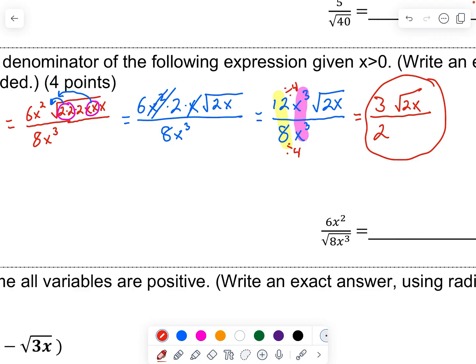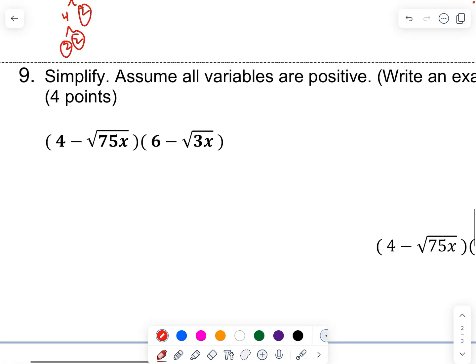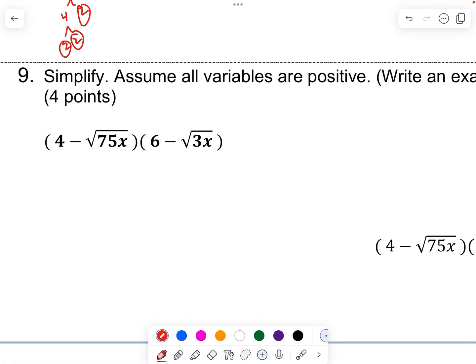Nice. And we got one last question here. We are multiplying binomial radicals. This is double distribution, or FOIL, as some of you kids might like to call it. I've got to distribute that 4, and after I distribute the 4, then I've got to distribute that other term of negative square root 75x. Let's see how this goes.